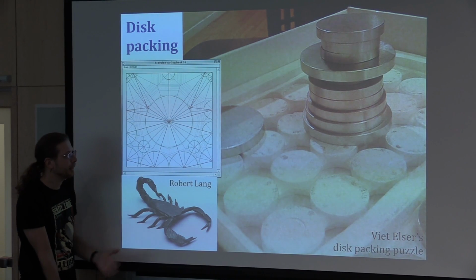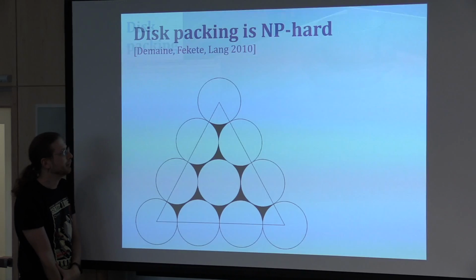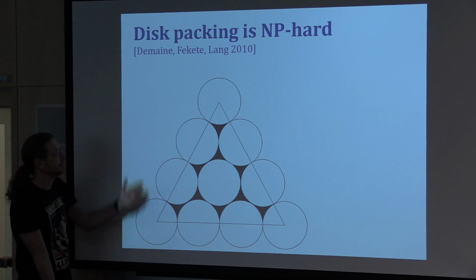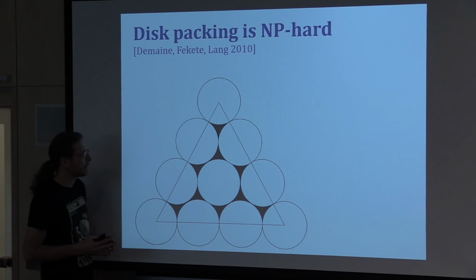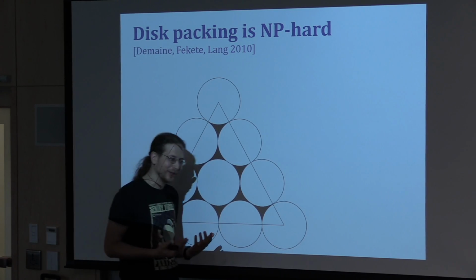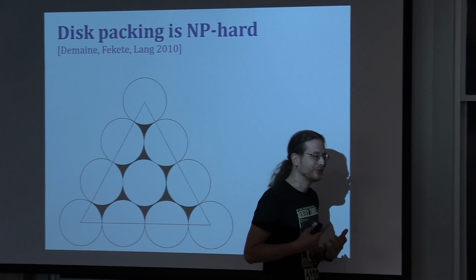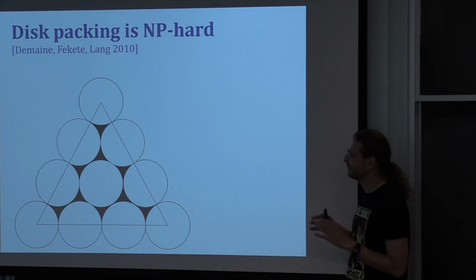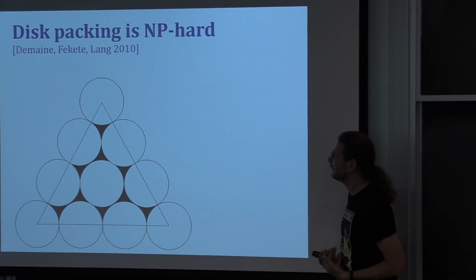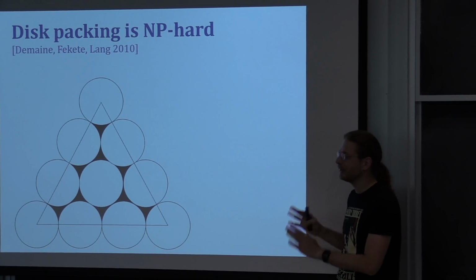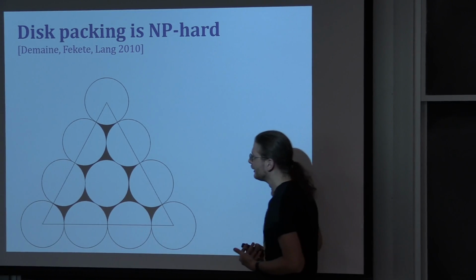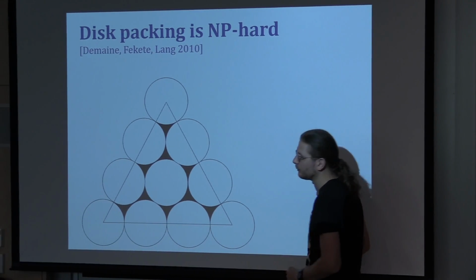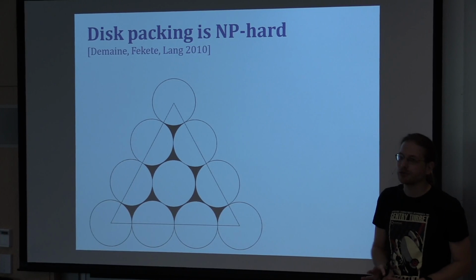People have thought about disk packing a lot, but surprisingly it hadn't been proved hard until 4 years ago. So this proof is also complicated. And it involves a lot of geometry and trigonometry and some calculus and fun stuff. So I'm going to give you a sketch of it. And it should be believable that this works, but the details, again, are messy. For starters, let's say that we're packing disks into an equilateral triangle.